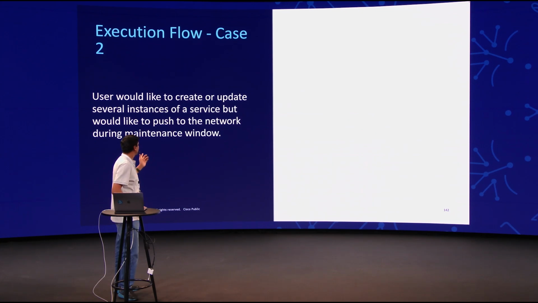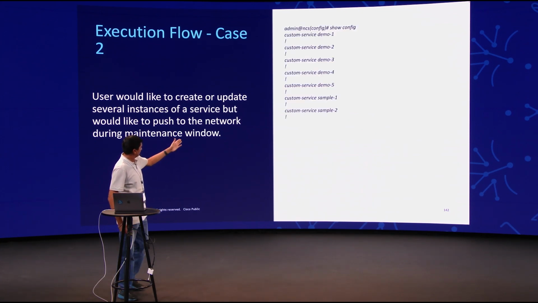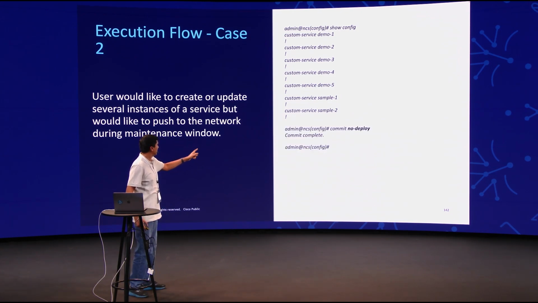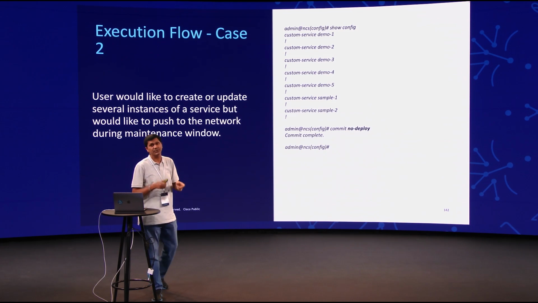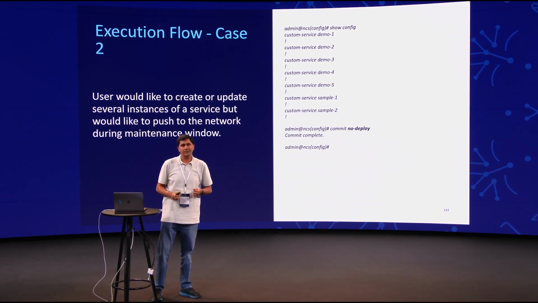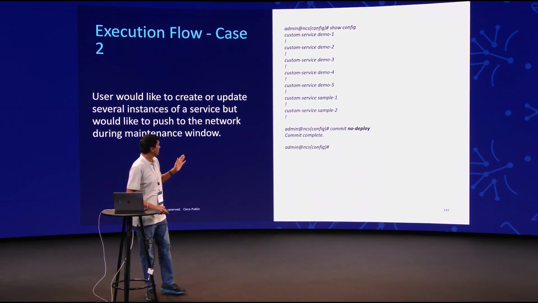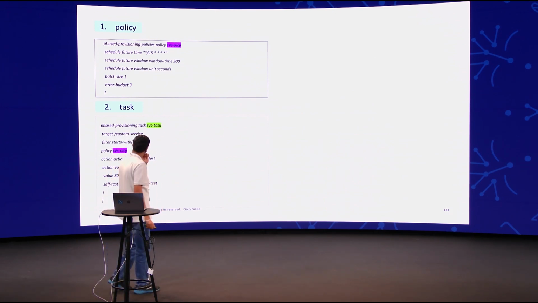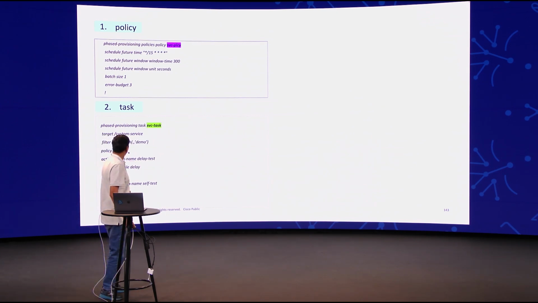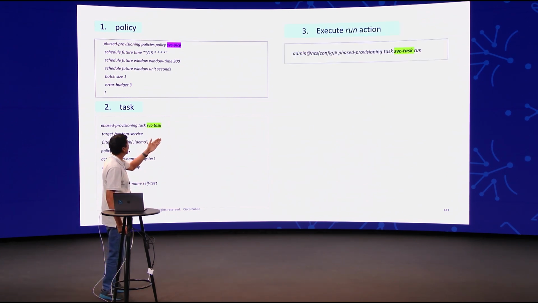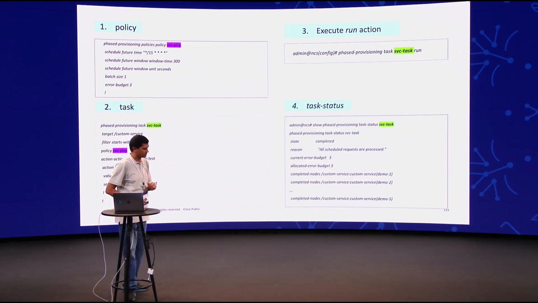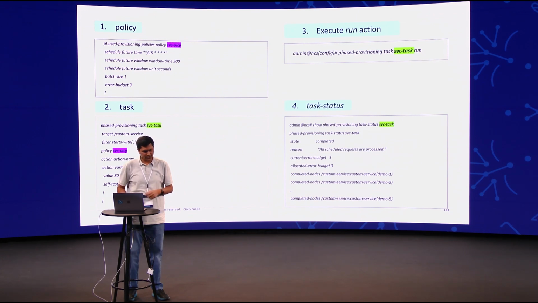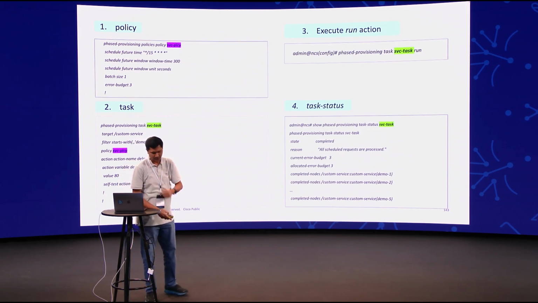So for such things, what you would do is load the config, whatever you want, and use commit no deploy, so that commit no deploy just commits to the CDB, but it doesn't push to the network, as you all may be aware. Once we have that, we come to the phase. We can use the same policy, but here we have some new policy. And we create the task. Here we are saying the target node is the custom service, which is the root node of the service you have. I'm picking up only those starting with demo, and then run the action and monitor the status. I will show all this in a demo. So for now, let's go to the next slide.